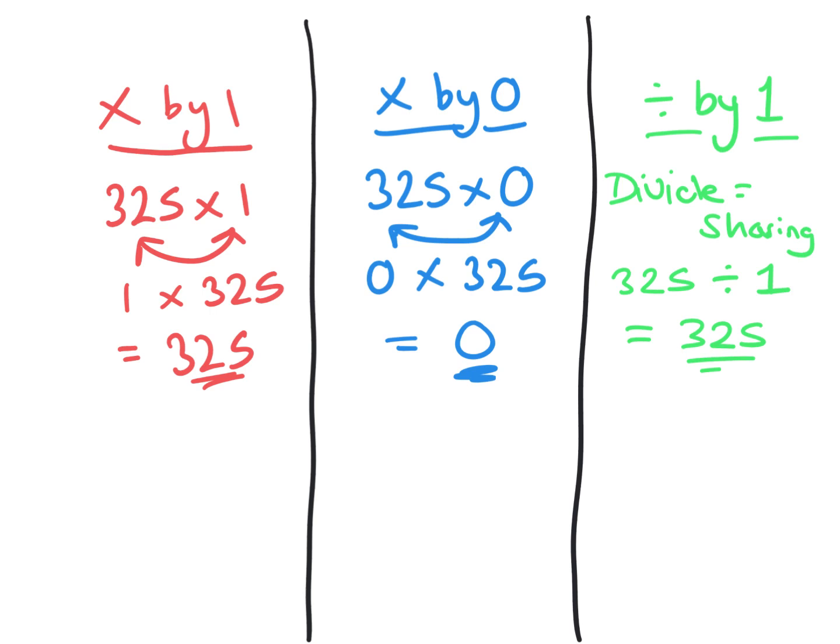And one last thing, don't forget, division can also be written as a fraction. So 325 over 1, and it's exactly the same calculation. 325 shared between one person or one box will give you the original 325 marbles.